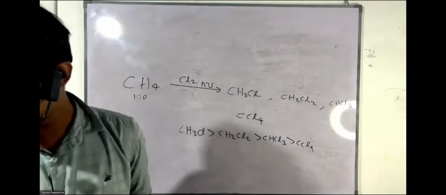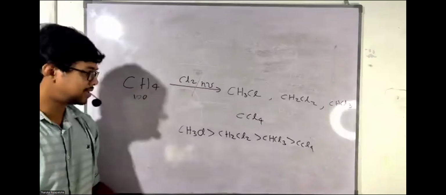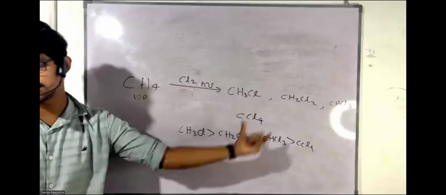Under halogenation only, you can write this reaction and the products, put commas between the products, and then below you can write the decreasing order. This one will be the major product, then this, then this, then that.